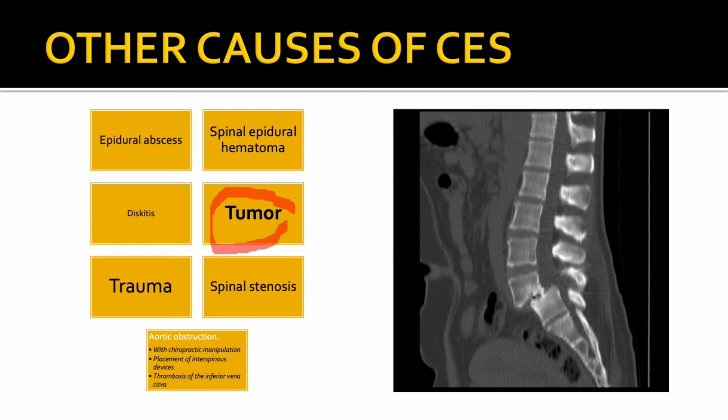Spinal epidural abscess. If somebody is an intravenous drug abuser, they can develop an abscess. Epidural hematoma, especially in those patients who are on anticoagulants. Discitis. Trauma is again a very important cause. So remember, tumor, trauma. Then spinal canal stenosis of any cause can also lead on to it. There are rare causes like obstruction of the aorta, that is, blood flow to the spinal cord is affected. Manipulation of the spine. So there are different other causes.